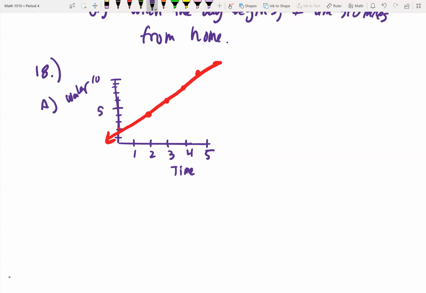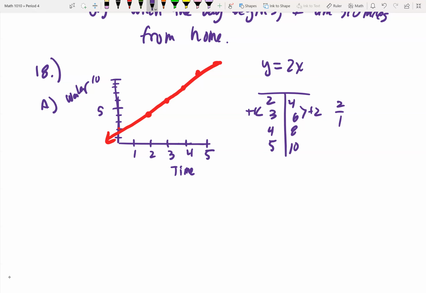So we need an equation. So I'm going to go 2, 4. First of all, I'm going to see if it's linear. So 2, 3, 4, 5. Over here is 4, 6, 8, and 10. So on the left, I go up by 1s. On the right, I go up by 2s. So it's totally linear. Okay, so it's going to be y equals. This goes up by 2. This goes up by 1. So the slope is 2 over 1, which is a 2. So it's y equals 2x.